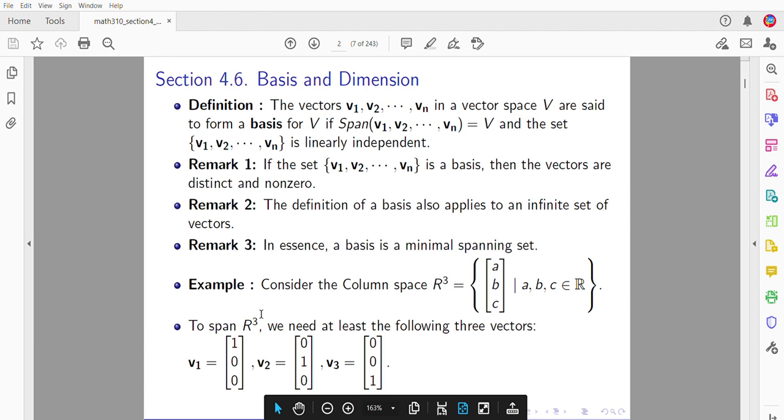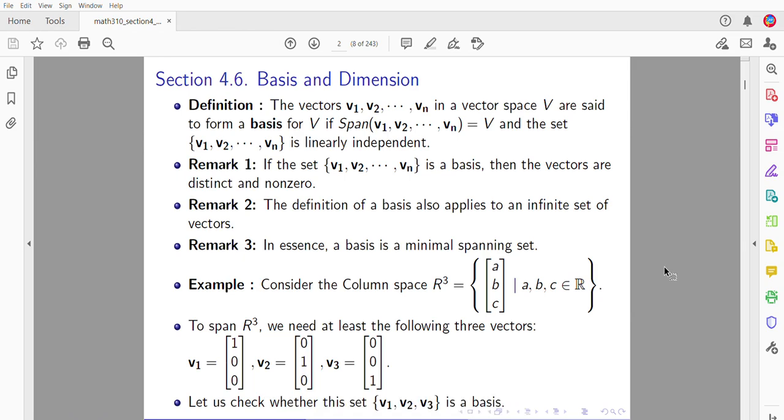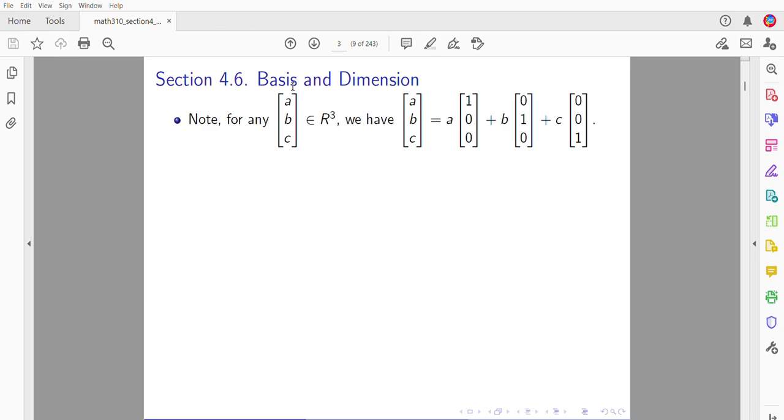So potentially, we haven't proved anything, we are just talking, this is potentially a basis. Let us check whether it is indeed a basis. First of all, any vector A, B, C can be written as A times 1, 0, 0 plus B times 0, 1, 0 plus C times 0, 0, 1. Exactly what we were talking about. Any vector A, B, C can be spanned by these three vectors. Therefore, the span of v1, v2, v3 is the entirety of column space R3.